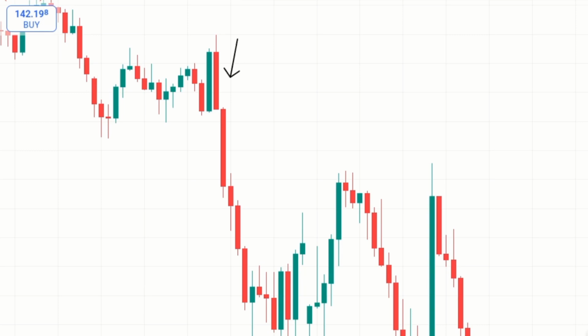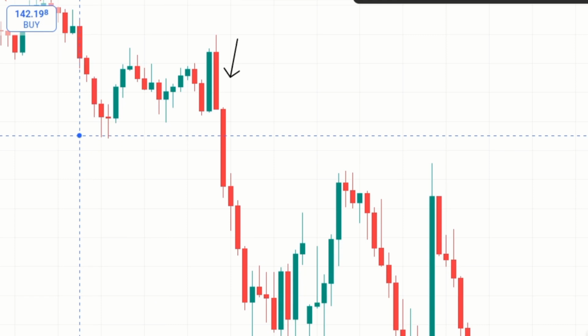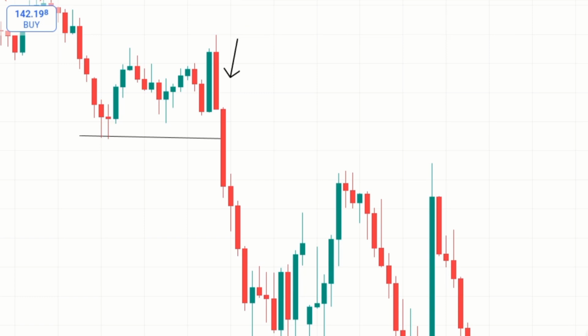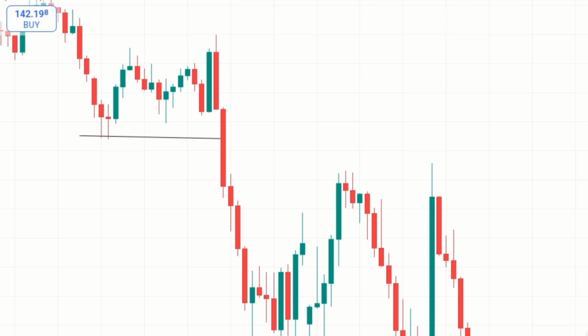Now, there was this move, right? And this move actually broke this last low. You can see that there was the break of that last low. When you break that last low, that means yes, these institutional traders left their sell orders.